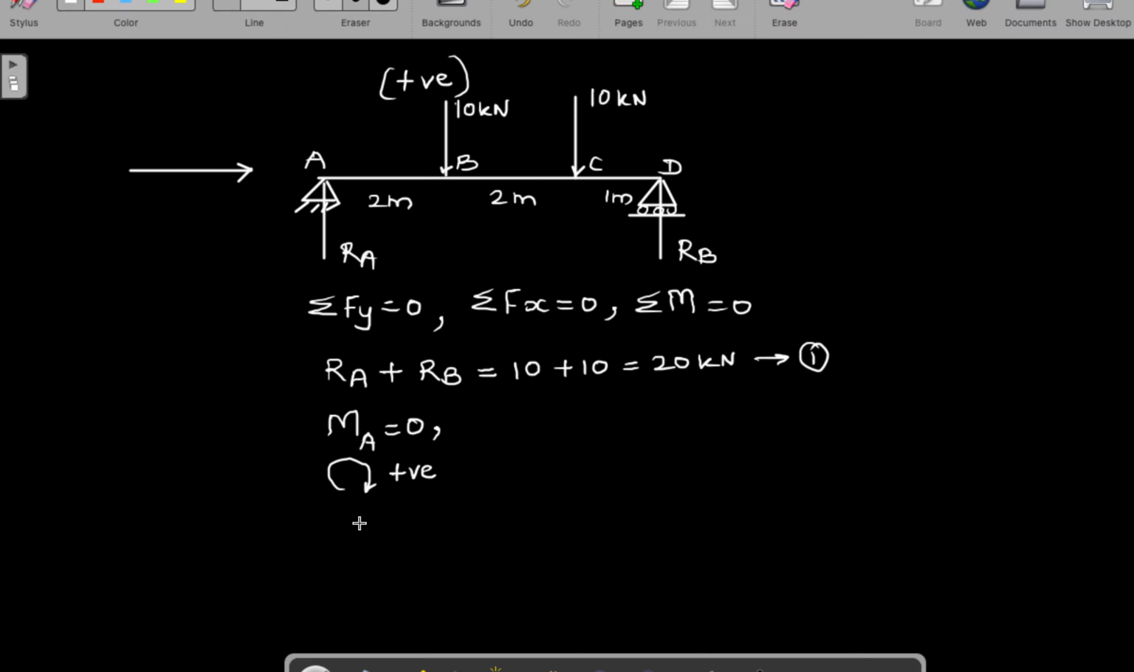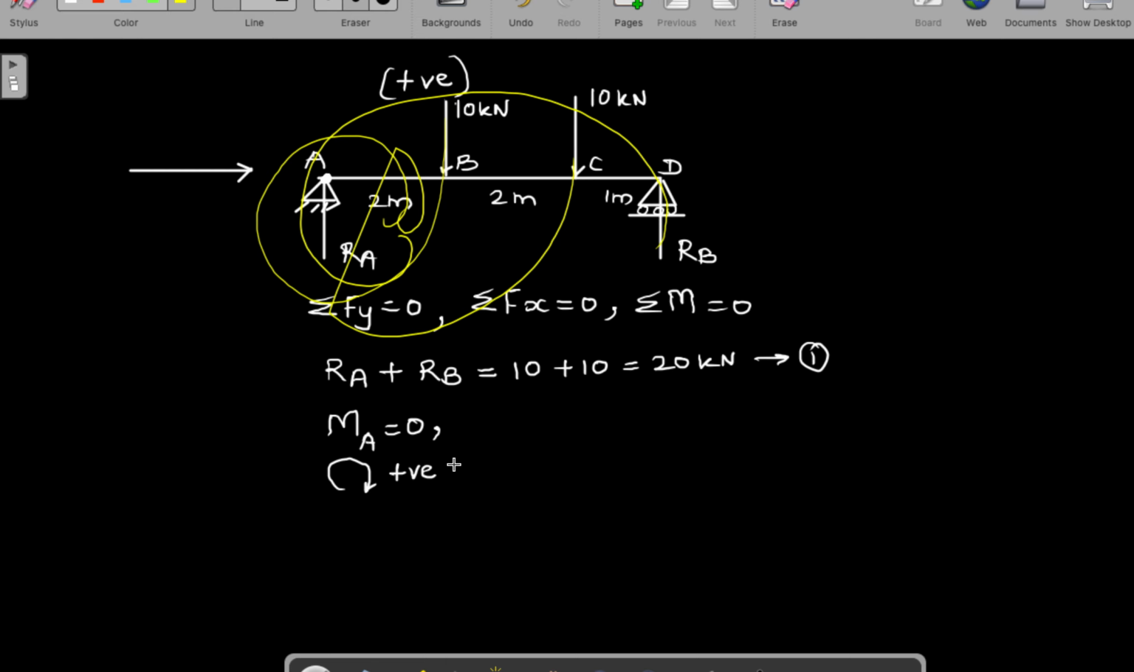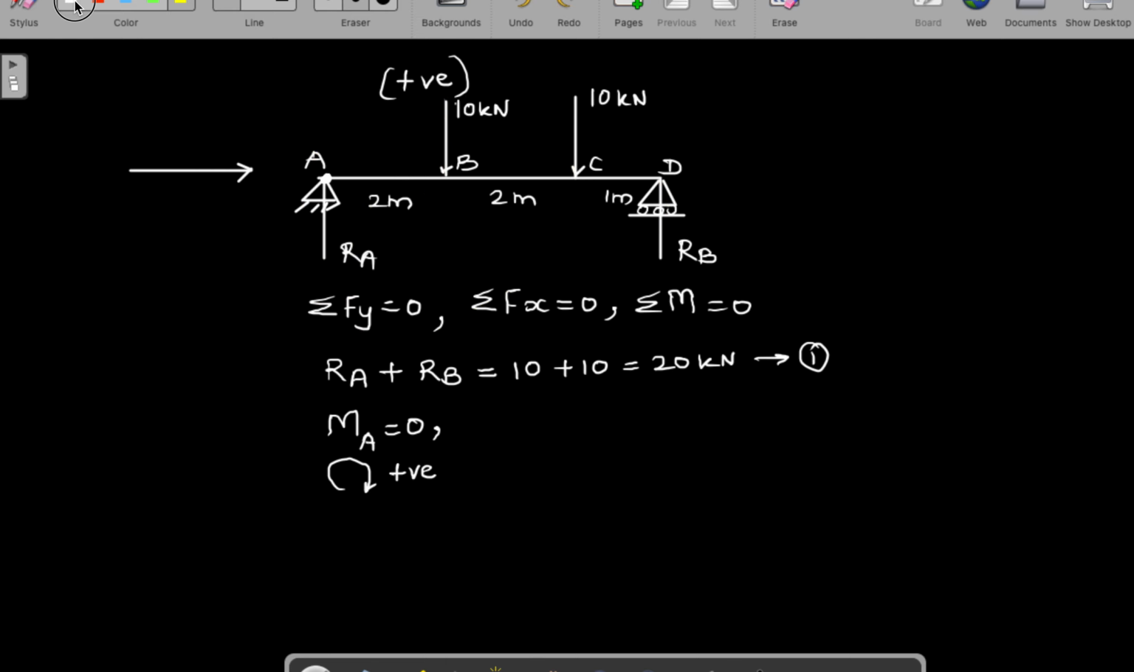Now when we consider clockwise movement is positive, that means at this particular point A, load into perpendicular distance. So if you see this particular load, it is making clockwise rotation. Here also it is clockwise, and this is making an anti-clockwise rotation. Okay, so on that basis, let us write down the equation. So 10 into 2 plus 10 into this perpendicular distance is 4, and this is clockwise, so positive, and this is anti-clockwise. So minus RB into 5 is equal to 0.